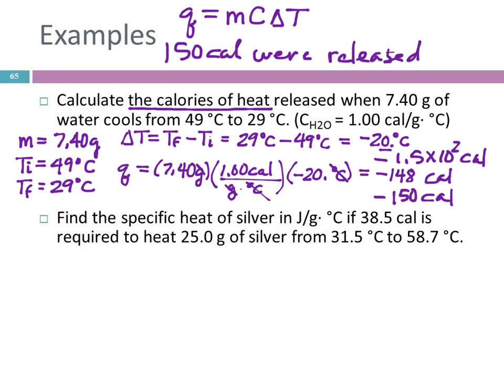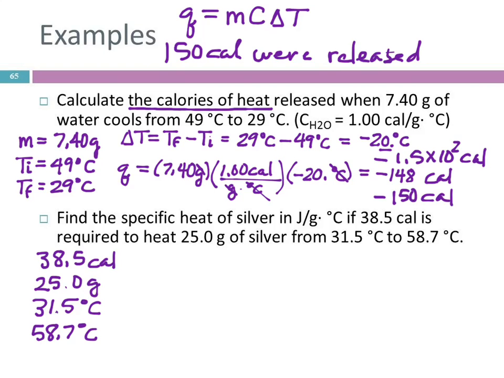So again, let's take these numbers and write them down. 38.5 calories, 25.0 grams, 31.5 degrees Celsius, 58.7 degrees Celsius. And then we identify them. The units help us. Calories. Is that Q, MC, or delta T? That's going to be Q. Q is heat. Calorie is a unit of heat.